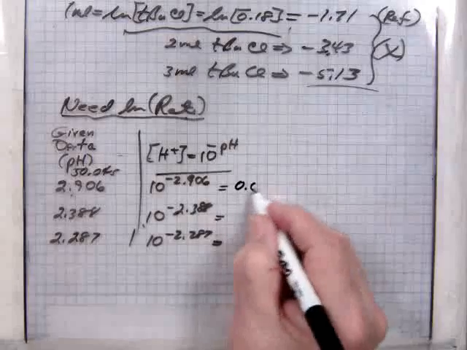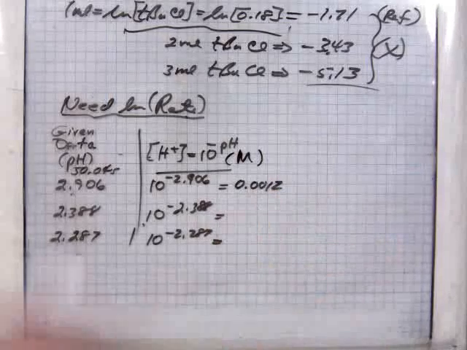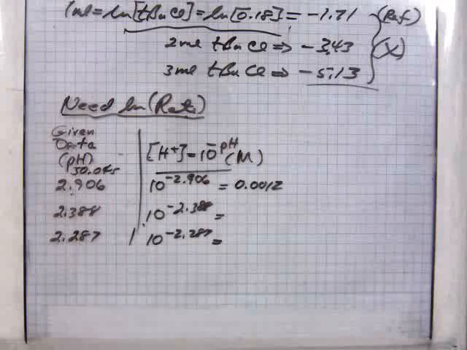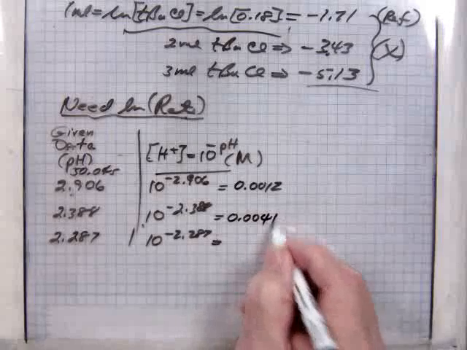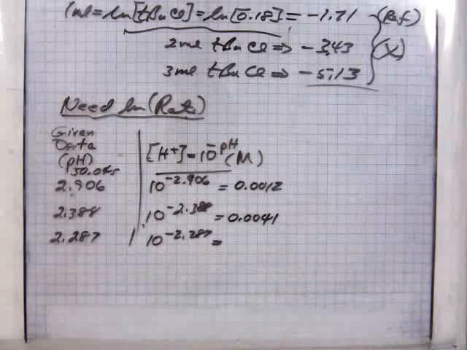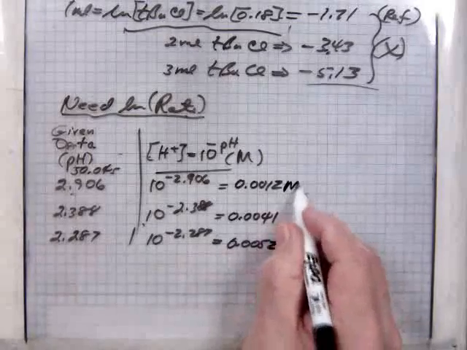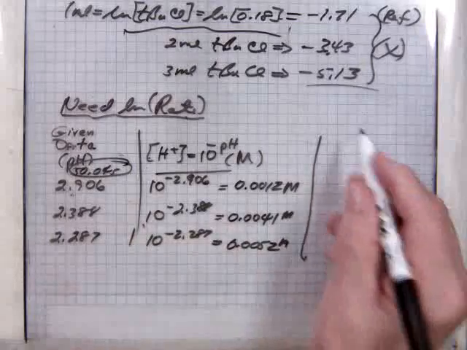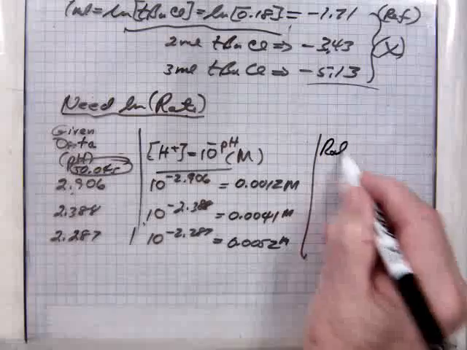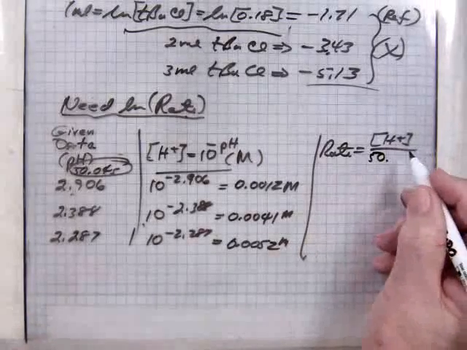I get 0.0012 molar. Let's see, 0.0041 molar in hydronium. That's 0.0052 molar. Now, from this you can get rate because we're at 50.04 seconds. So the rate is now equal to the concentration of hydronium ion generated over 50.04 seconds.